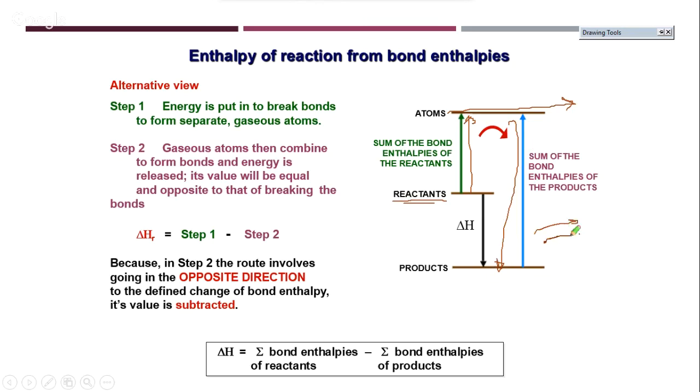And as the energy is given out, you will realize that the energy of the entire system has gone down, and therefore net delta H is negative, which means that the reactants have a larger energy than the products. So this is another way of looking through an energy diagram. Gaseous atoms combine and therefore they give out energy. Now, because I'm going in the opposite direction, I'm using a minus sign in step 2.